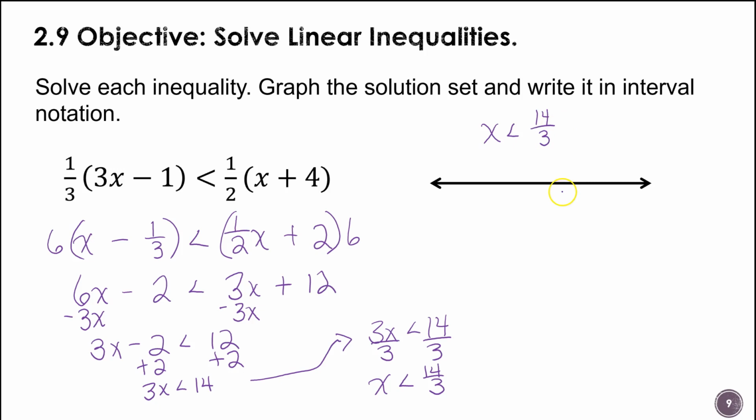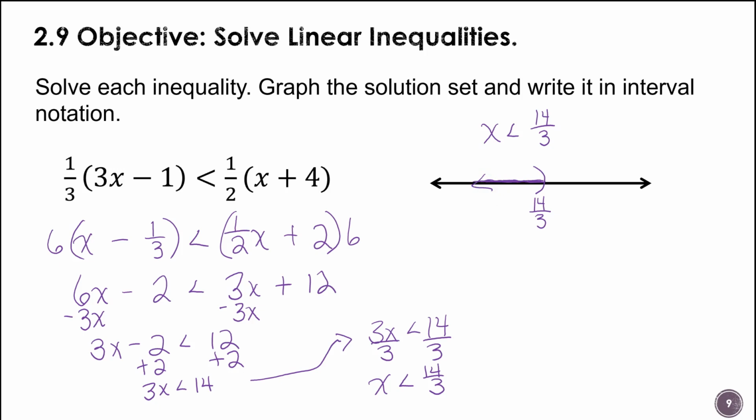I'll write that up here, less than 14/3. And we're going to graph that using a parenthesis because it doesn't have the or equal to part. I have to put the 14/3. We don't need to change these to mixed numbers, keep them as improper fractions. And then I need a line showing that it's going in this direction. Even though the parenthesis opens that way, I still want you putting the lines on there.